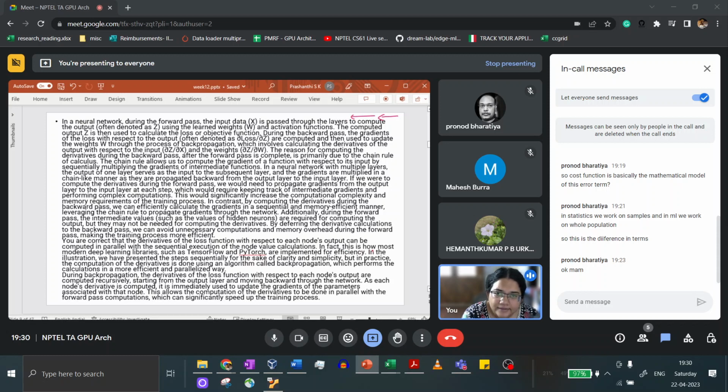In fact, this is how most modern deep learning libraries such as TensorFlow and PyTorch are implemented for efficiency. In the illustration, we've presented the steps sequentially for the sake of clarity and simplicity, but in practice, the computation of the derivatives is done using an algorithm called backpropagation, which performs the calculations in a more efficient and parallelized way. So here, backpropagation refers to how the frameworks implement this.